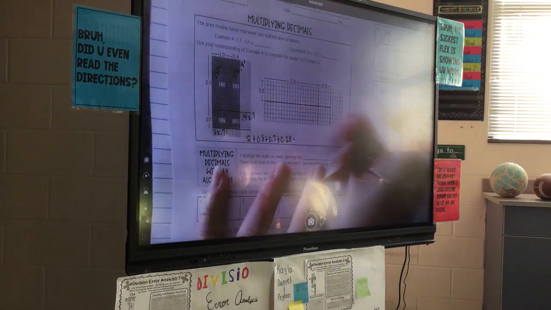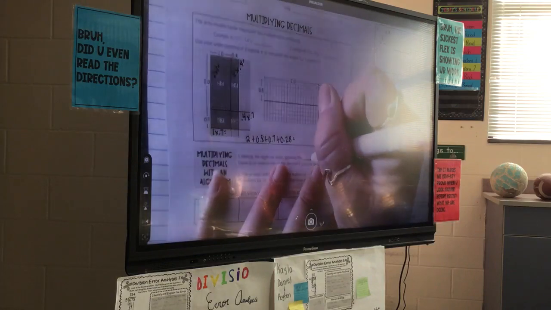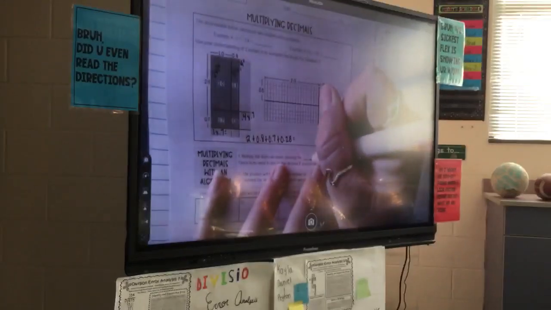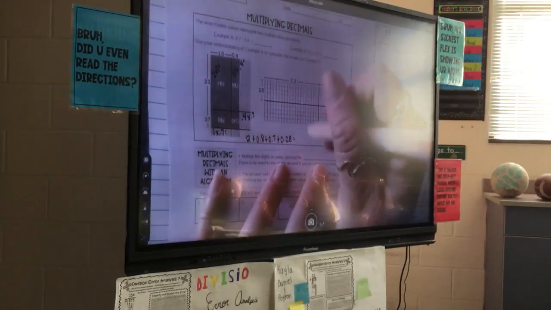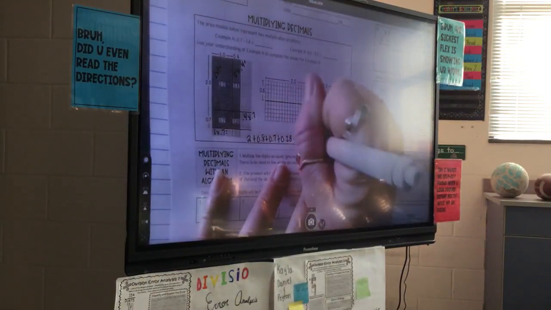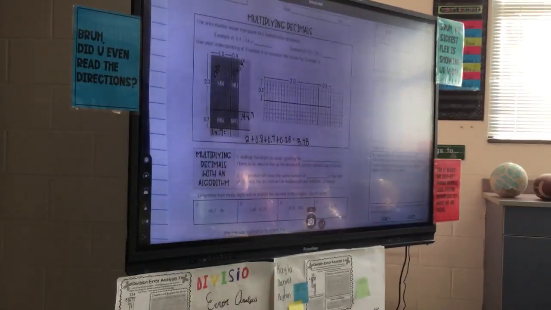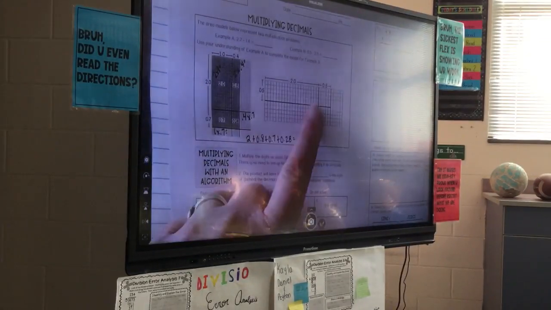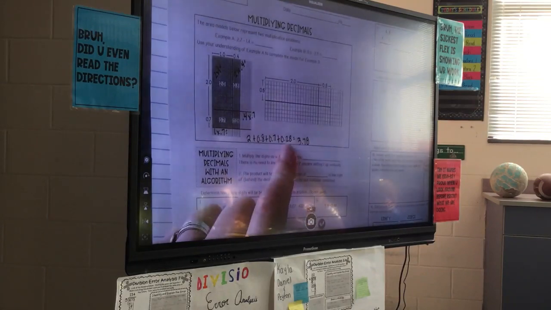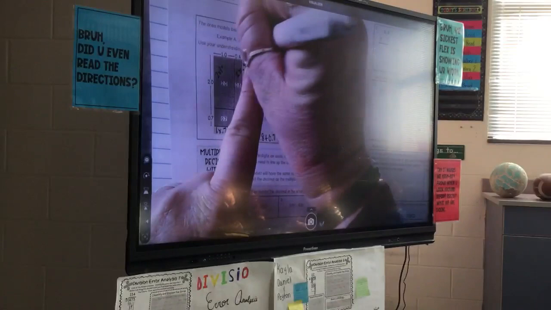What did you get when you did 2 plus 0.8 plus 0.7 plus 0.28? What did we get, Christian? 3 and 78 hundredths. All right, so that's area model for you. We're going to do this one without the area model. We're just going to do straight up multiplication.